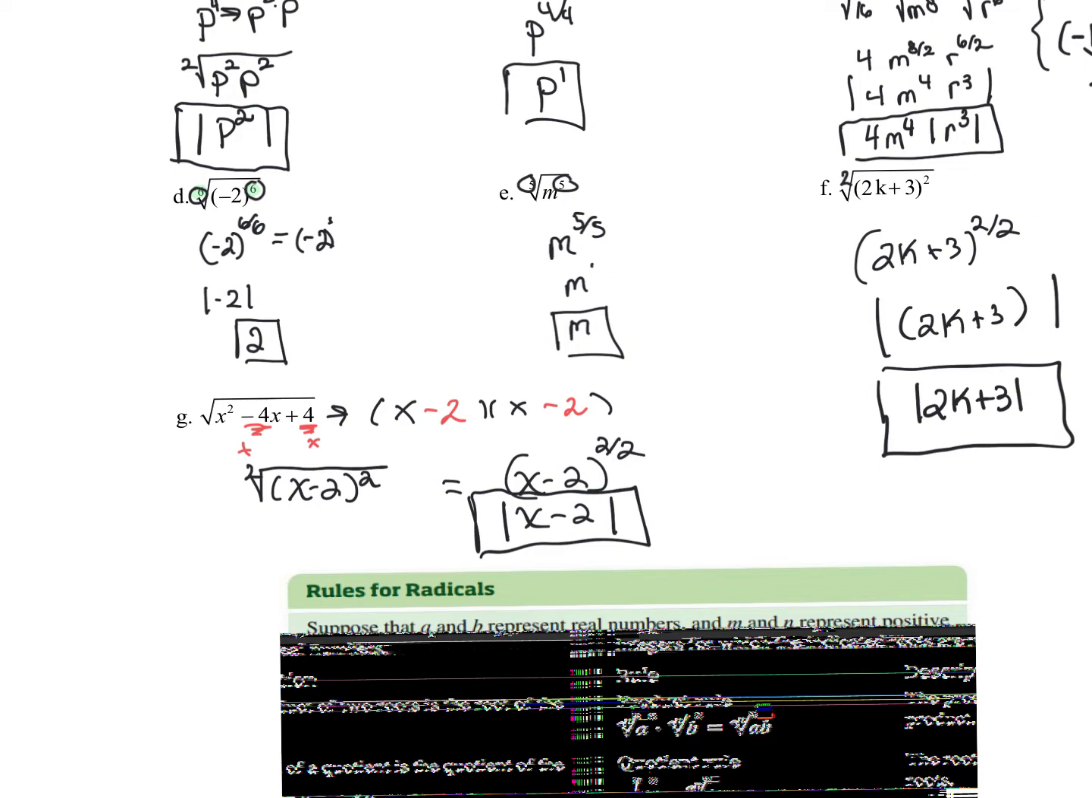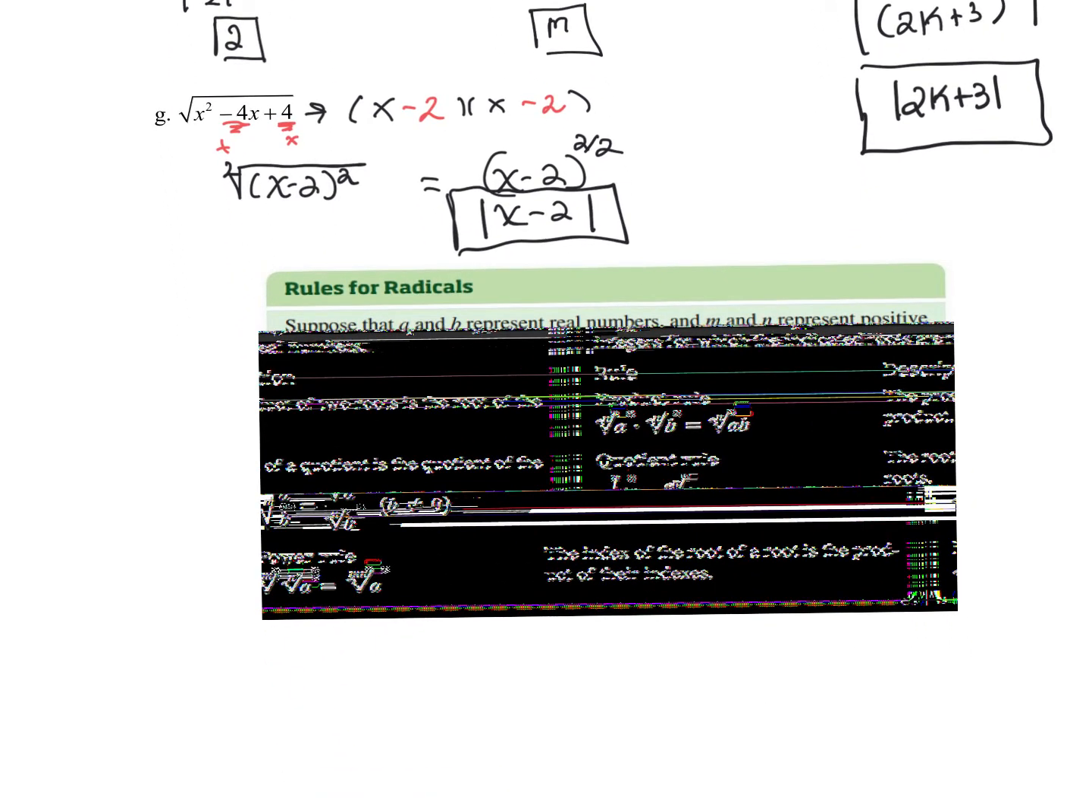I'm definitely not sure what happened to this box, but in your notes, it should show up just fine. I think it's just that I imported it, but there's a box of a recap of rules here. And so now we're going to the next page, and we're going to use those rules.